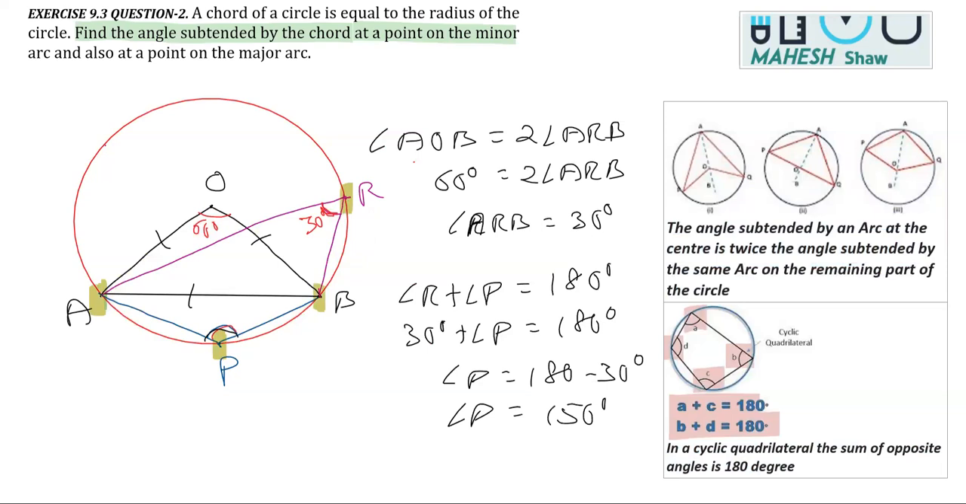These are the two angles we have to determine. As you can see in the question, one, we have to find the angle subtended by this chord in the minor arc, and the minor arc is angle APB. And also on the major arc is this angle, that is, this is ARB. We calculated both of them.